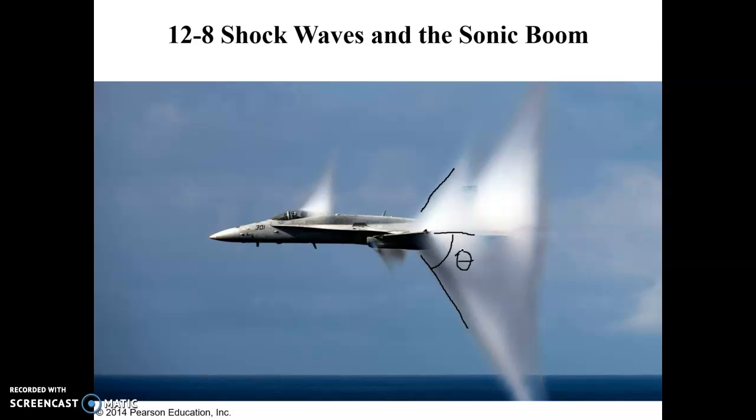The interesting thing is there's not just one. There's that one, there's that one, there's that one. So depending on the shape of the object, here's another one right there, it looks like, as it passes through that speed of sound, when it goes supersonic, it actually creates multiple shock waves.